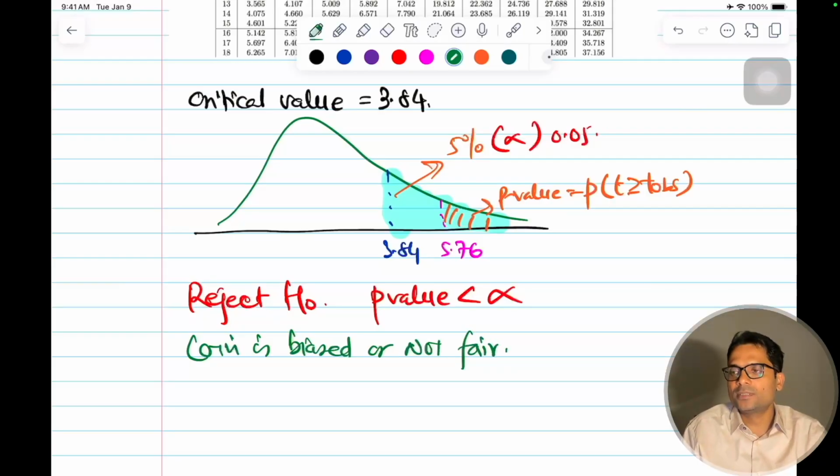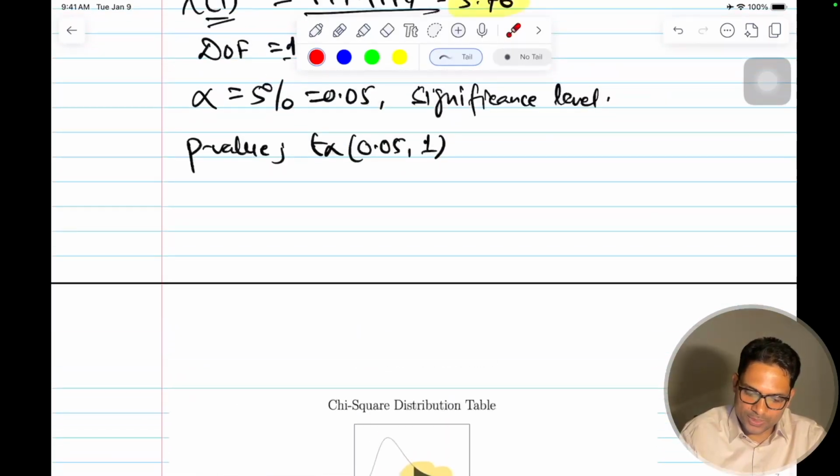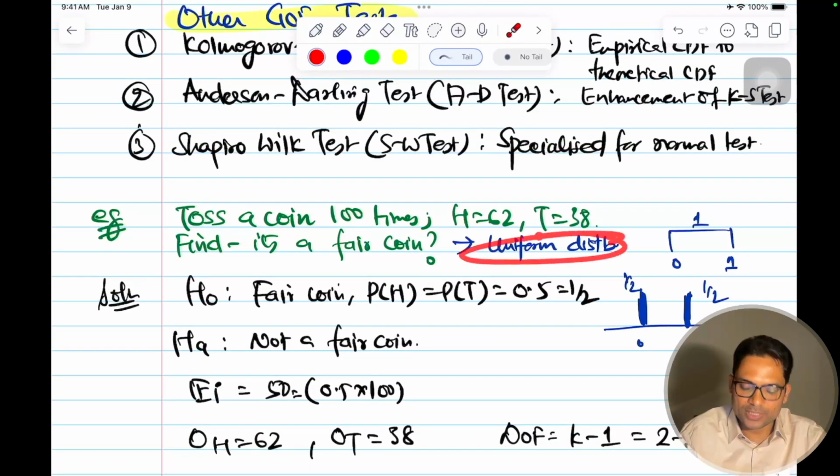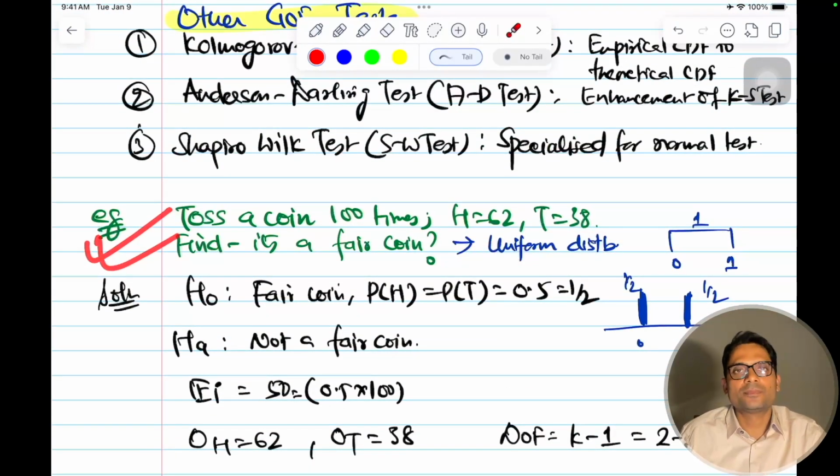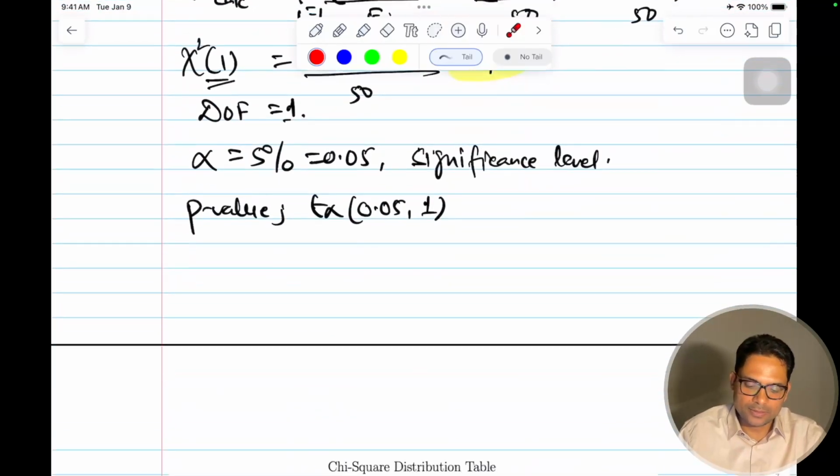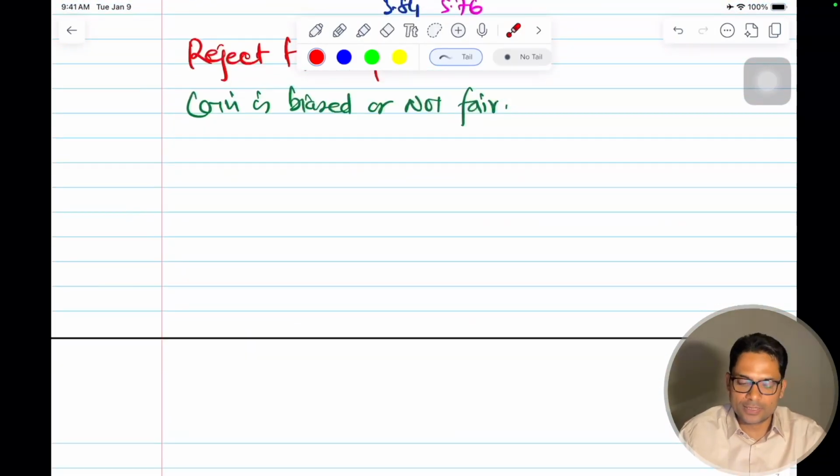I hope this is clear. Very simple. We just did a test for whether it's a uniform distribution or not. Simple test. So this is your goodness of fit test.